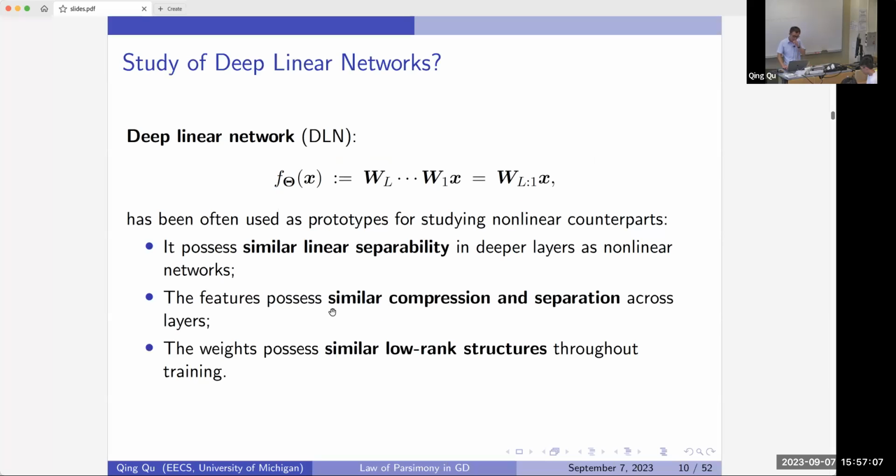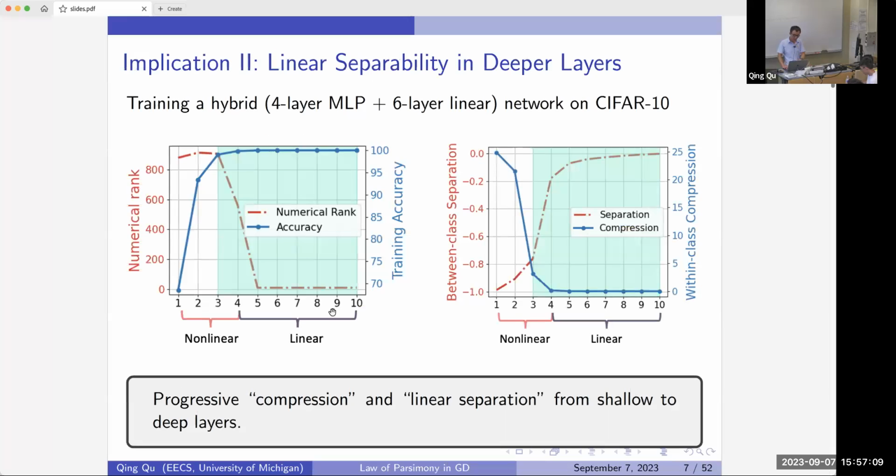What I want to say is that the linear network only mimics the nonlinear network in the deeper layers, because the feature there is already linearly separable. If you replace it with a linear network, the last several layers are doing feature compression, and a linear network can still do feature compression there. But I agree that studying the deep linear network cannot fully capture the nonlinear network. It's just a prototype, and there's still a huge gap there.